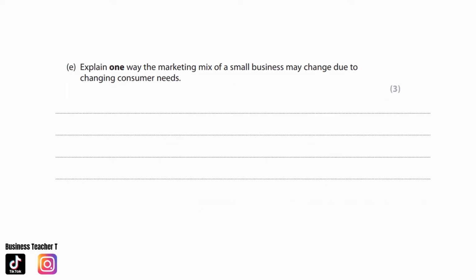Our next question, explain one way the marketing mix of a small business may change due to changing consumer needs. Now hopefully we remember what the marketing mix consists of, the 4 P's, product, price, place and promotion. So you can choose any of those elements, so you might write about product or place or price or promotion. Okay, so let's look at a possible answer for this question, and hopefully you're attempting the questions as we go along.